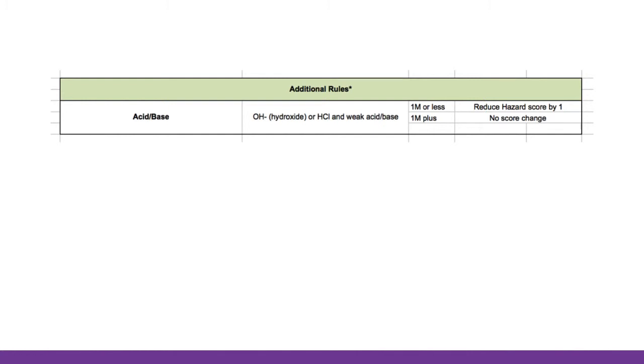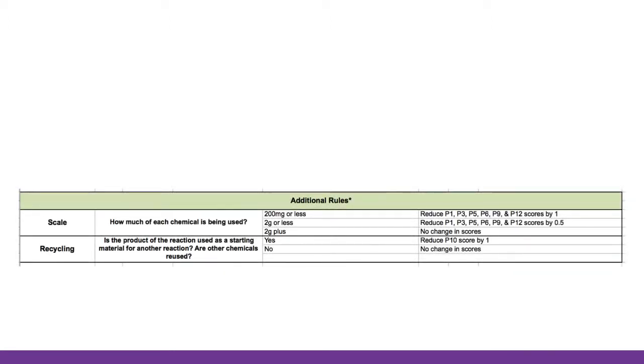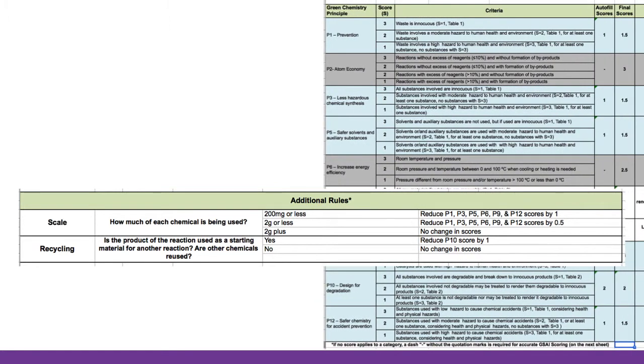As I mentioned previously, the scale of the reaction also has a profound impact on its safety and environmental impact. The hazard scores given on SDS are generally pretty high because they have to be applicable to all scale reactions. So that's mainly large scale. So if a reaction is small, the appropriate principles are then increased in their score. So those are the category autofill scores.